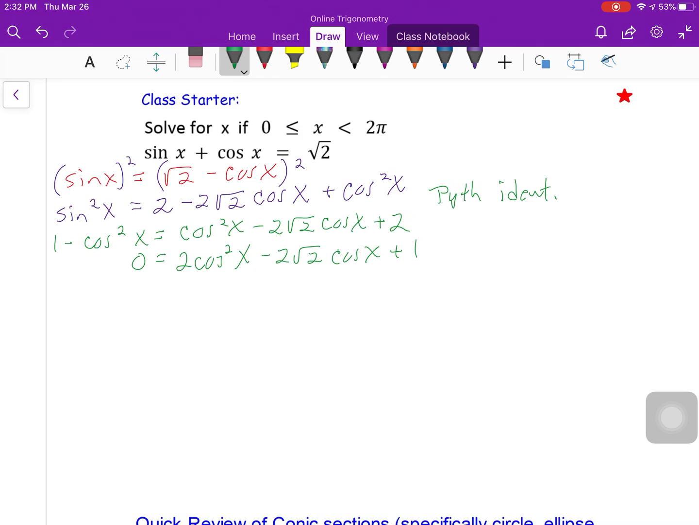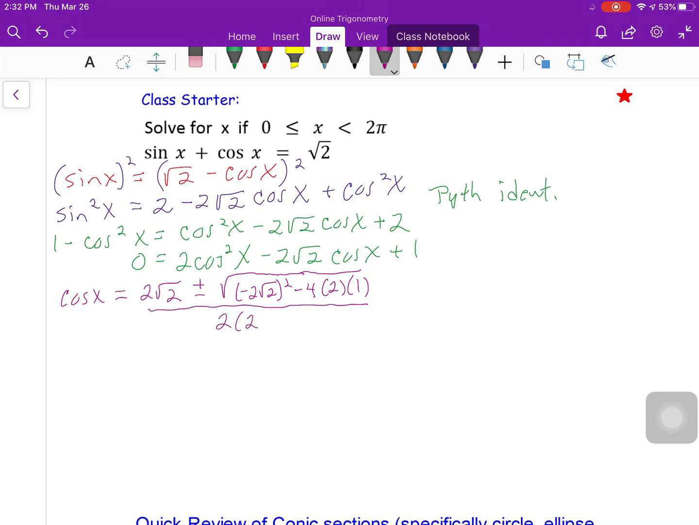Now, this one I don't think factors, or at least it doesn't look like it factors, so we're going to use the quadratic formula. And the unknown here is cosine, so I'll have cosine of x equals negative b would give me 2 square roots of 2, because negative of negative becomes positive, and then plus or minus the square root. Now, b squared would be to square negative 2 square roots of 2, and then minus 4 times the a times the c, and that's all divided by 2 times the a. Okay, so far so good.